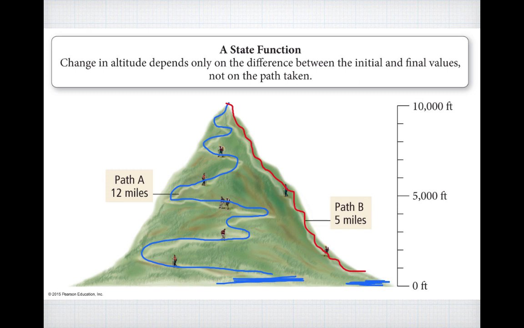Well, notice the difference in elevation here for both of them is still 10,000 feet, which means that the elevation here would also be a state function. It doesn't matter which of those paths you take to go from the base to the summit there, you're going to have a change in elevation of 10,000 feet. So the elevation here would be considered to be a state function, or the change in elevation. Now, the distance traveled, that is not a state function because that does depend on which of these two paths you take.